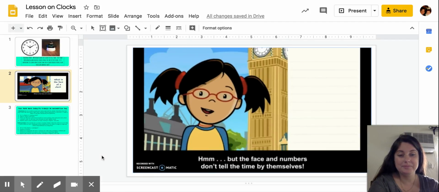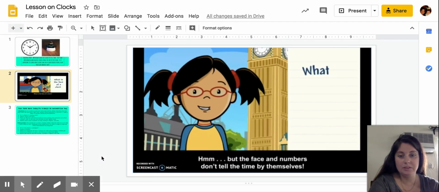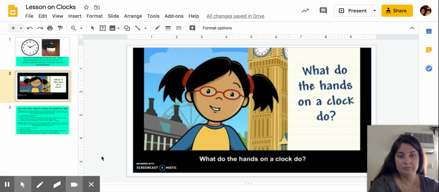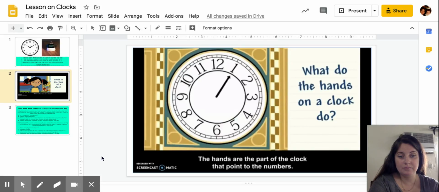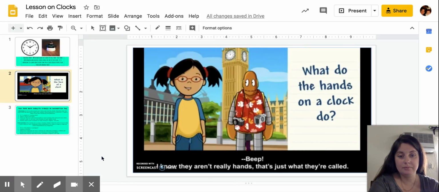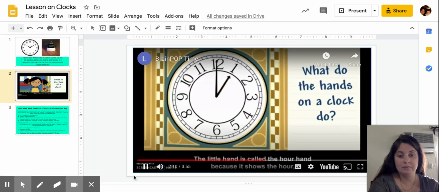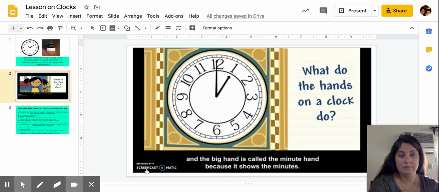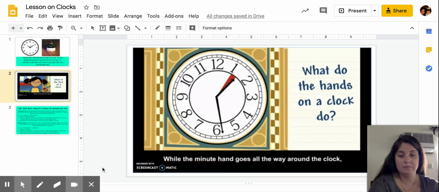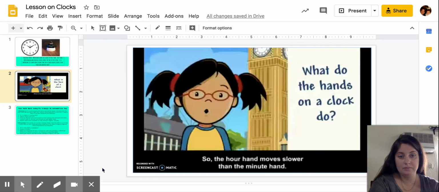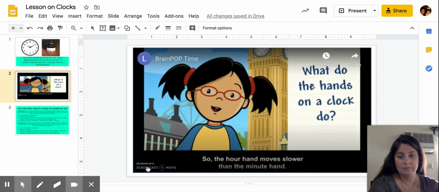But the face and numbers don't tell time by themselves. What do the hands on the clock do? The hands are the part of the clock that point to the numbers. I know they aren't really hands. That's just what they're called. The little hand is called the hour hand because it shows the hour. And the big hand is called the minute hand because it shows the minutes. While the minute hand goes all the way around the clock, the hour hand moves from one number to the next. So the hour hand moves slower than the minute hand.